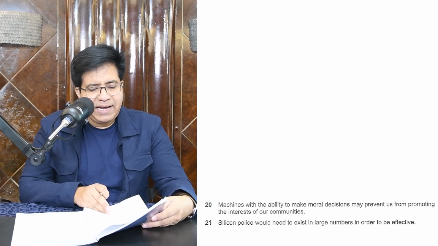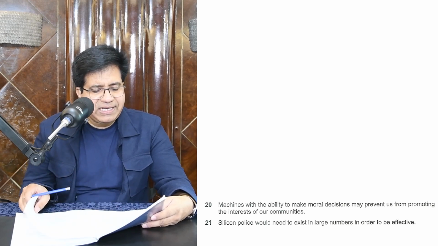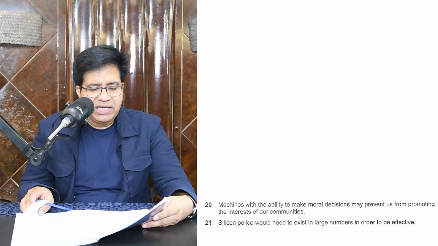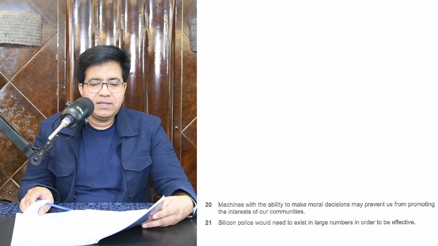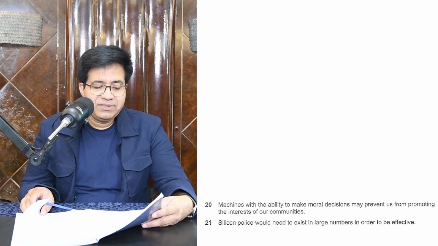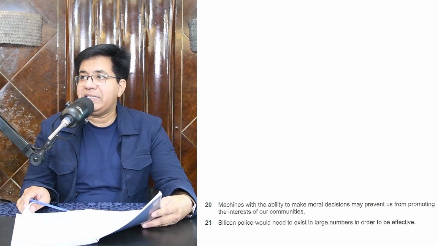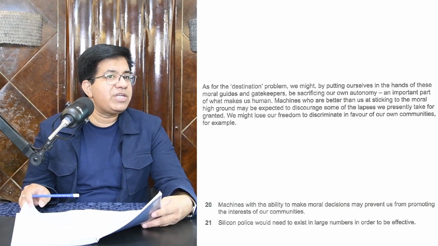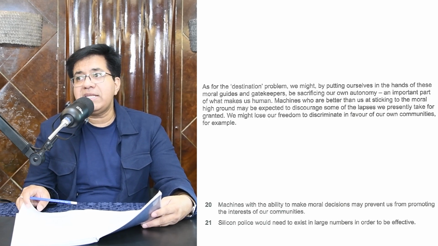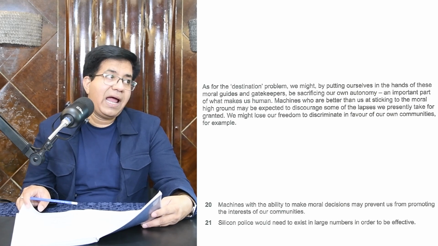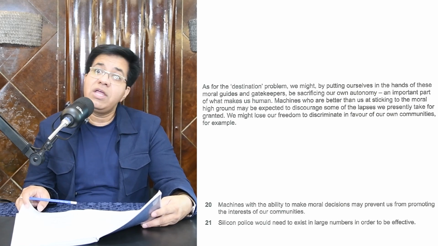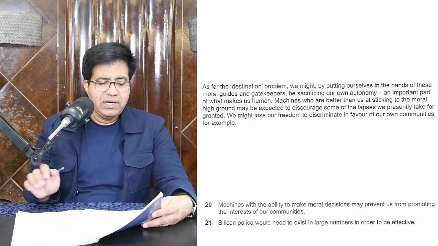Okay, machines, and then they said machines and communities. Machines and communities. Second page, third paragraph, third line, machines and communities. If you find only machines elsewhere without communities, that is not the right location. The right location is where you find machines with communities. Okay, now please follow me.